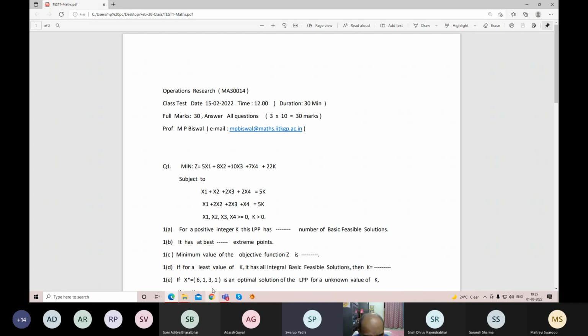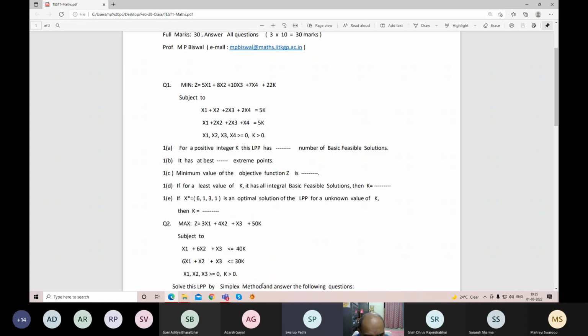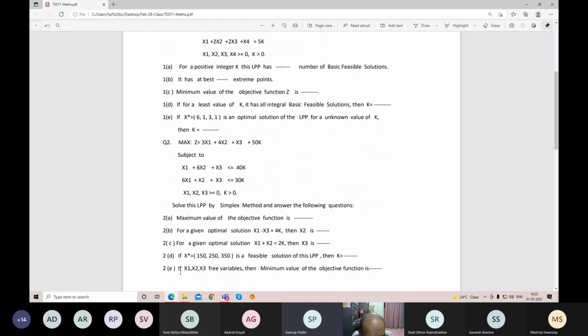But here, in the last line, you can see x1, x2 are free variables, in the sense that I am not putting any restriction. I have told you to find the solution using the basic feasible solution method, not the simplex method. Simplex takes care that the variables are non-negative here. That is also non-negative, but that is suppressed.